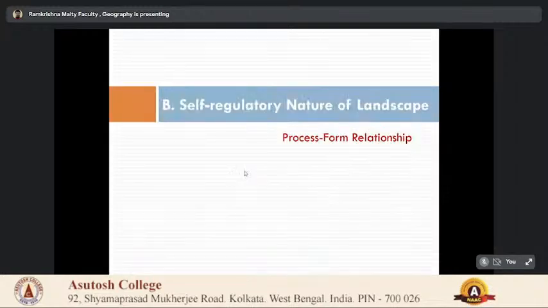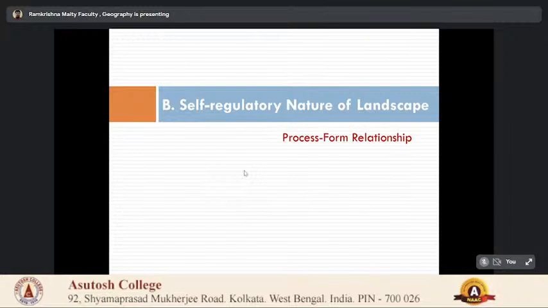Okay, I think the first key concept that I like to address is clear to you. Now, if we come to the second one, self-regulatory nature of the landscape. We will try to understand the process-form relationship.